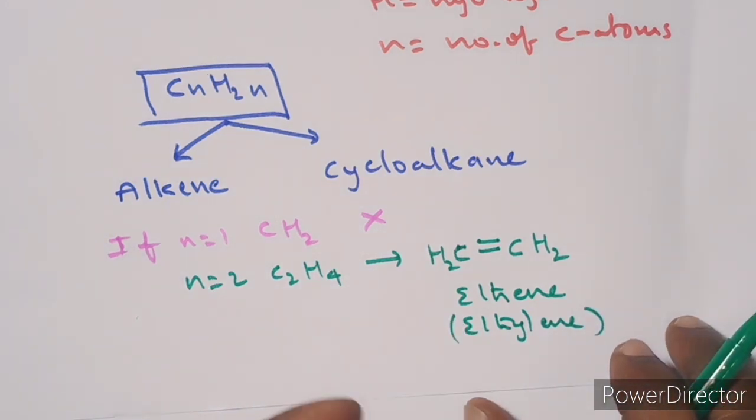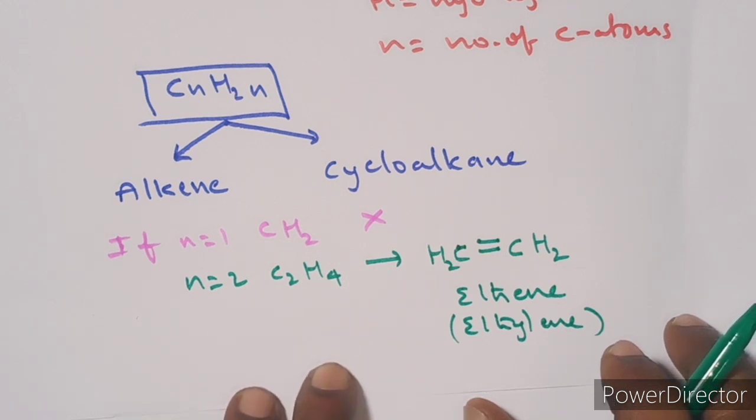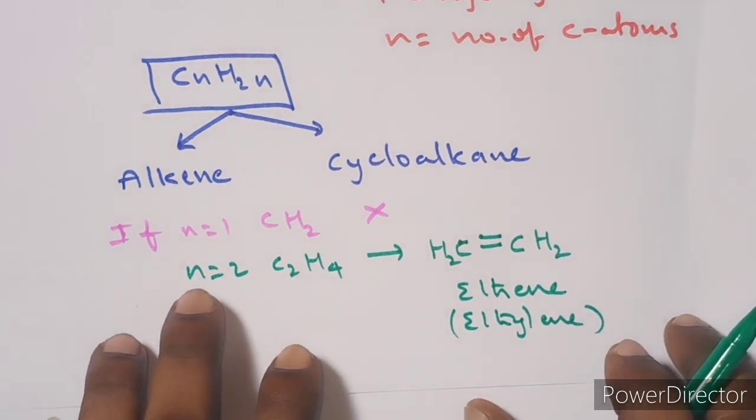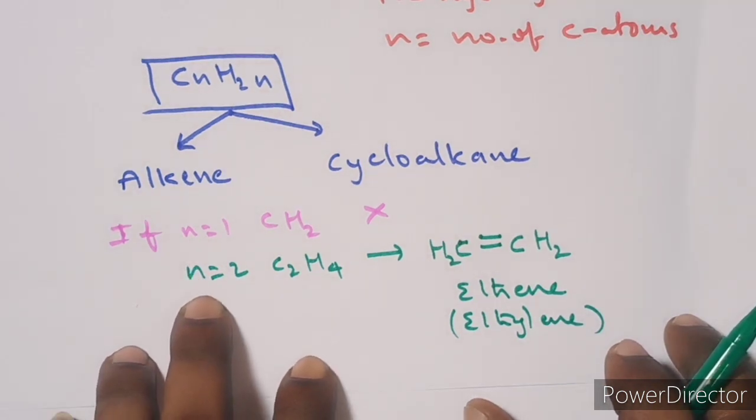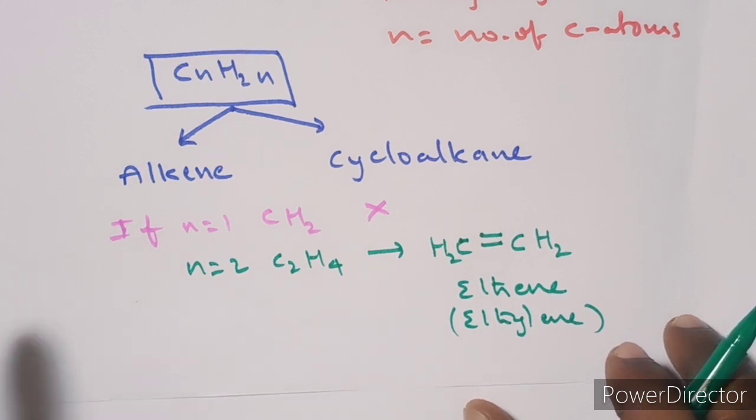And remember, we cannot write any cycloalkane. Why? Because to write a cycloalkane, we require a minimum of 3 carbon atoms. So the number of possible alkenes with 2 carbons is only 1, and the number of isomers is also only 1. That is ethene or ethylene.